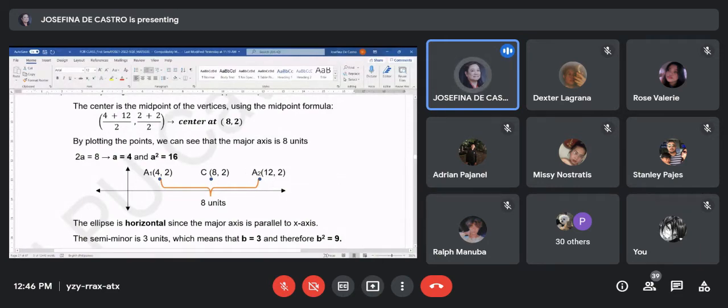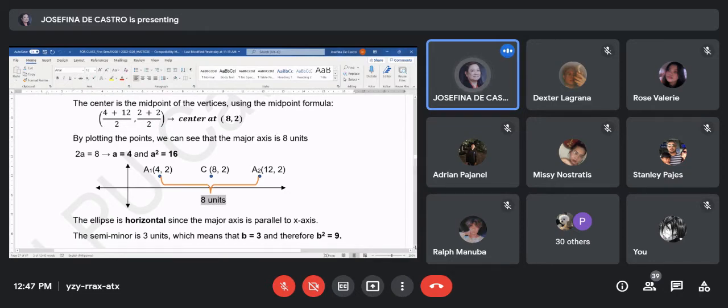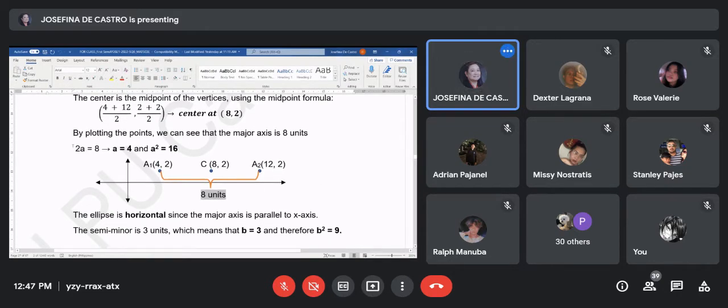So, nasa left and right niya, 8 units lahat ang iyong major axis. Your major axis, the distance between the two vertices, is the length of the major axis. So, that is 8 units from 4 to 12, 2. Therefore, if the major axis is 8 units, your a is equal to 4, and a squared is equal to 16. Okay? And since the vertices are on the left and right of the center, therefore, horizontal ellipse ka.